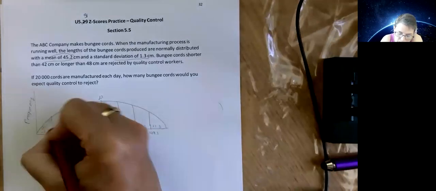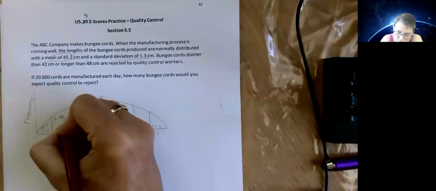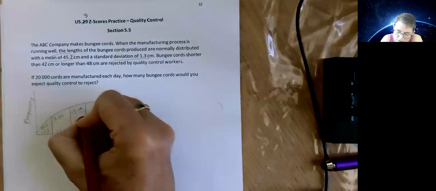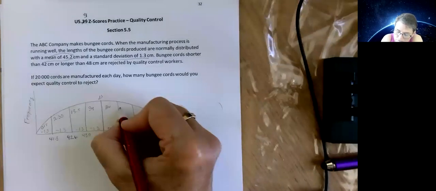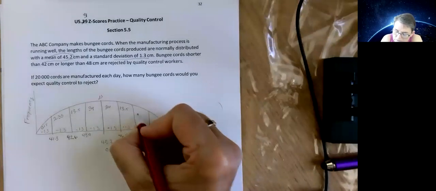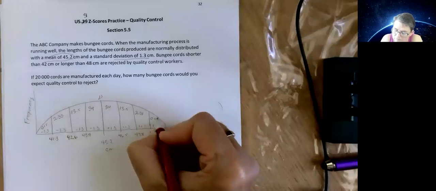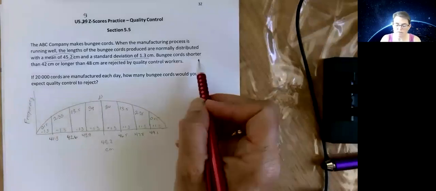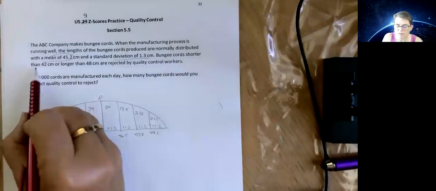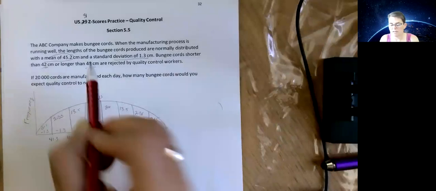0.15, 2.35, 13.5, 34, 34, 13.5, 2.35, 0.15. Okay. Now it says bungee cords shorter than 42 or longer than 48 are rejected.